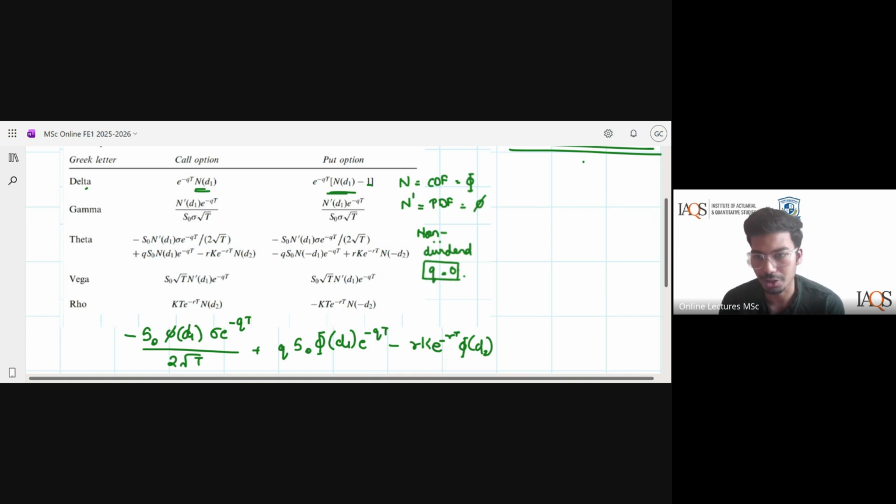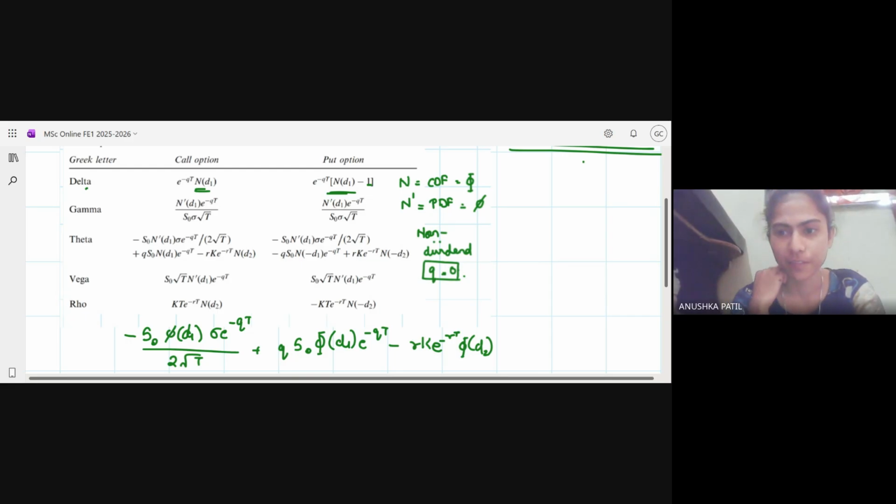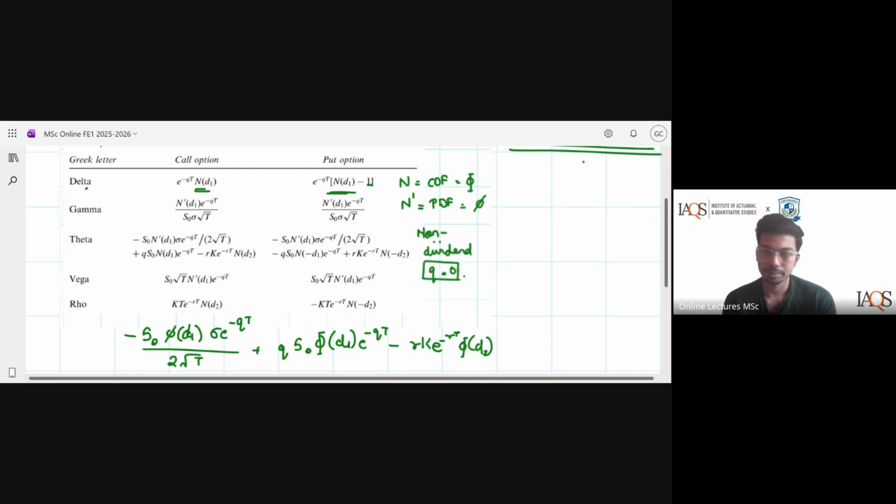Just put the heading delta for a non-dividend paying call. We'll derive that equation. Sir, we solve for the PDE approach. That equation is for call and put, both are the same. Okay, the same for both.